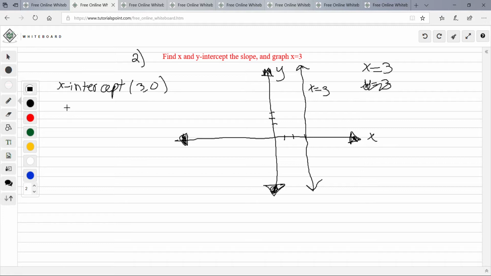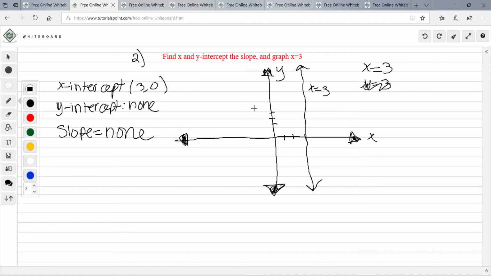And then for the y-intercept, we don't have one, right? Nothing, because it doesn't touch the y-axis in any shape or form. It just touches the x-axis. And then our slope is none either, right? There's no slope. It doesn't rise over run.